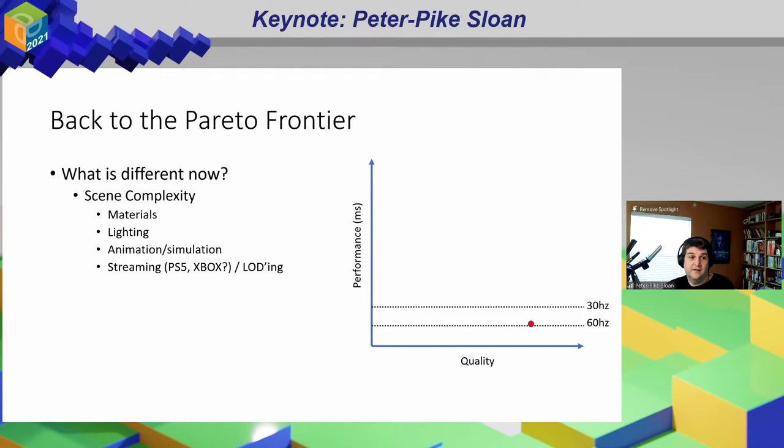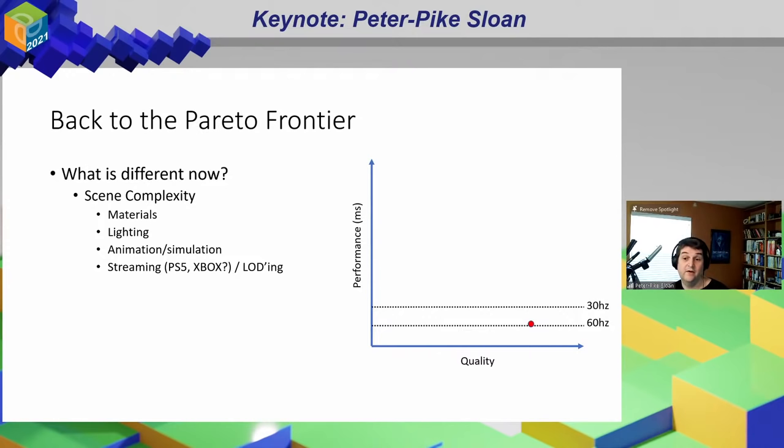So if I go back to this idea of the Pareto front, what's different now from these games in the 90s? Well, there are huge differences. Scene complexity is off the charts. In the 90s, you could only do a couple of clocks per pixel. Now you can do thousands. So even though resolutions have grown, the performance we have at our fingertips is way higher, but the scenes are more complex in every possible way: material, lighting, things like animation and wind. We can have all vertices subtly animated every frame.